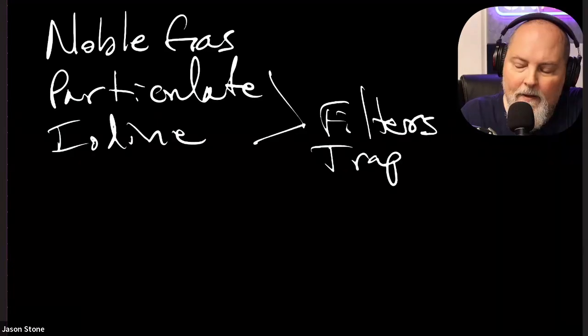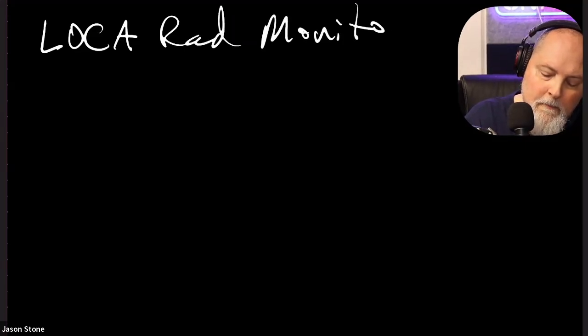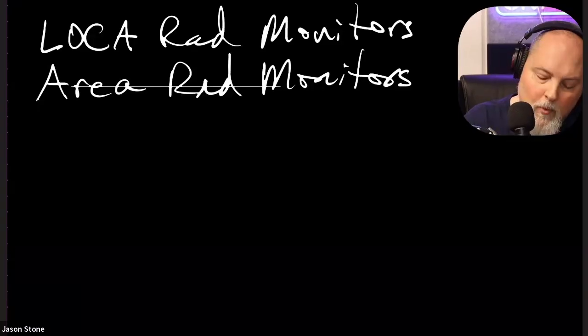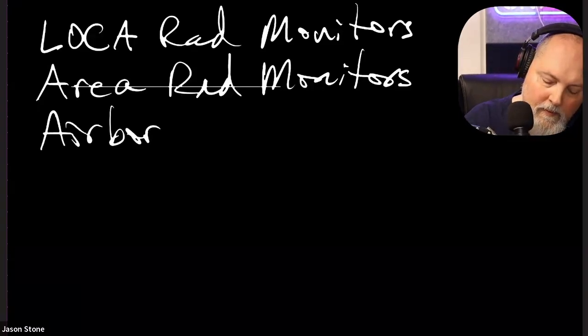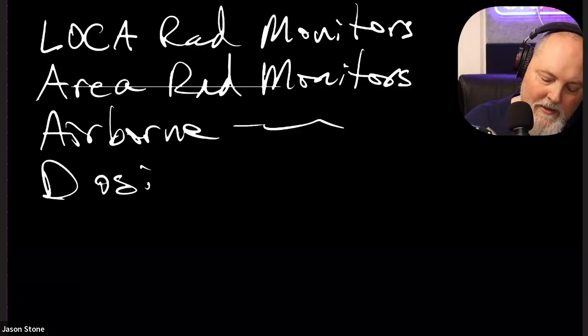And so this is what's going on all the time. But during accidents, we want to check and see if we have fission products released into containment. And so we have LOCA, loss of coolant accident, rad monitors. We also have area radiation monitors, airborne rad monitors, and we have dosimetry. So let's talk about each of these.